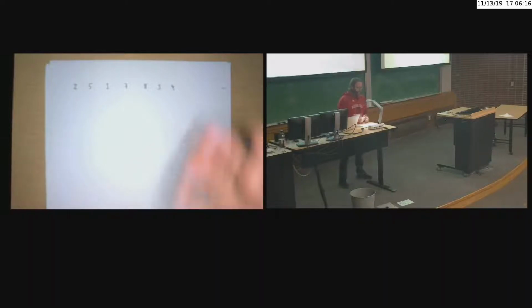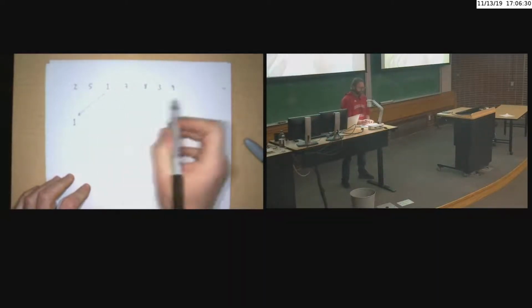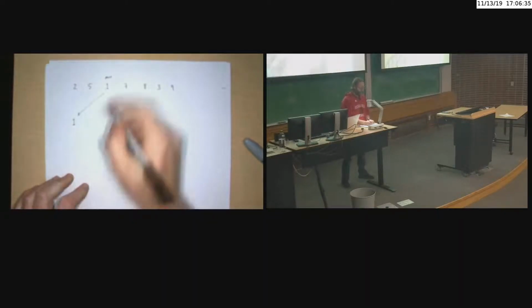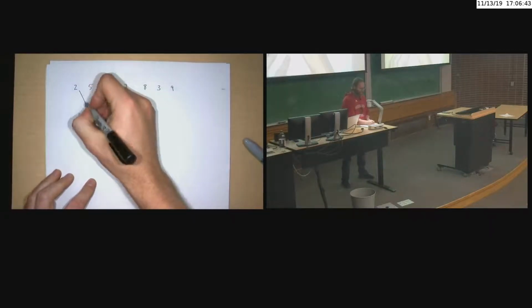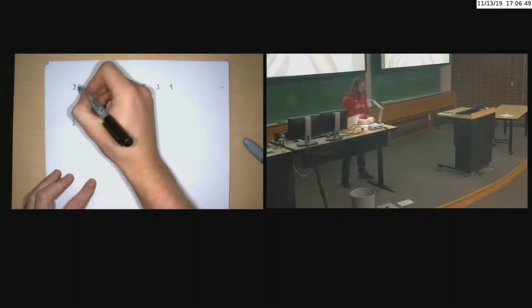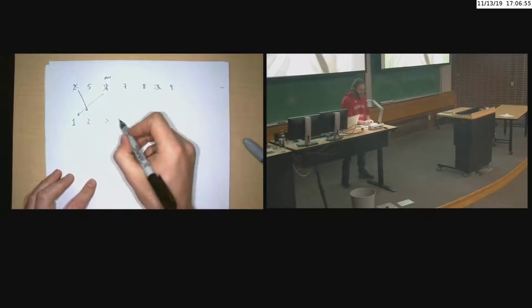So how would you go about sorting this as a human? I want to sort it in ascending order. What should I write first? 1. How did you know to do that? You looked at it really quick and saw that that was the minimum value. Now that 1 is sorted, that's out of the way. What's next? 2. You found that 2 was the next smallest, and you keep on doing this. Okay, 3, and then the remaining ones, 5, 7, 8, and 9.